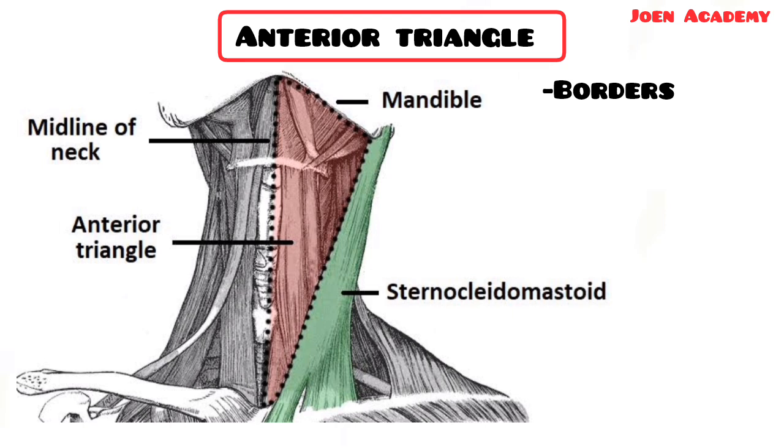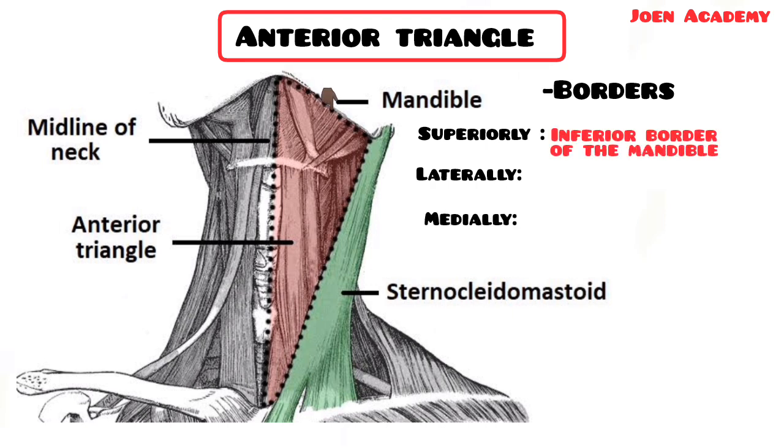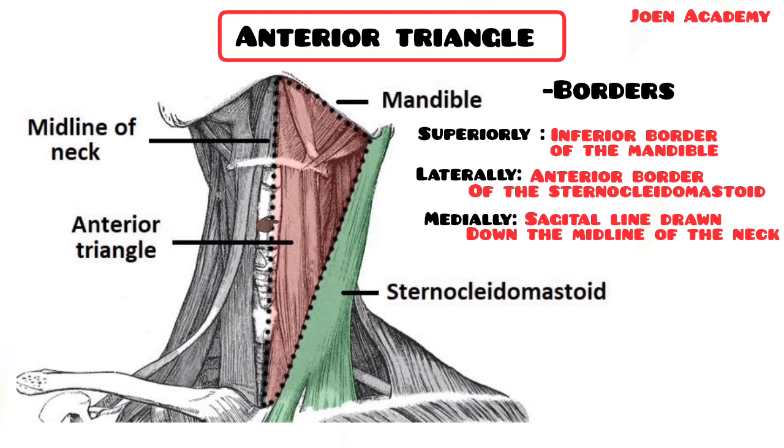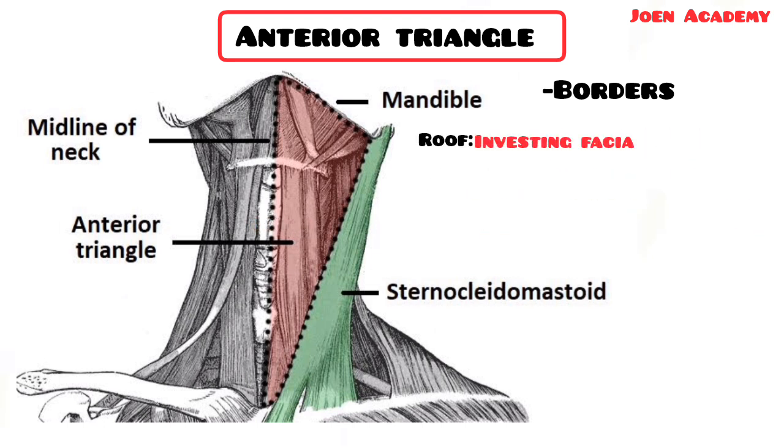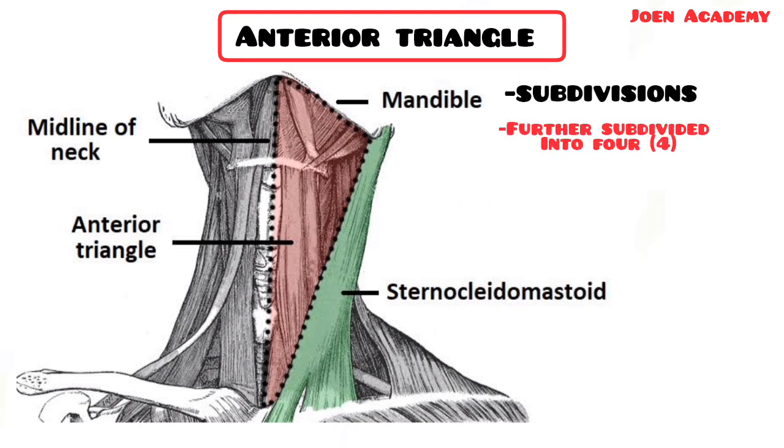It is bounded superiorly, laterally, and medially. Superiorly by the inferior border of the mandible, known as the jawbone. Laterally by the anterior border of the sternocleidomastoid muscle. Medially by the sagittal line drawn down the midline of the neck. Investing fascia covers the roof of the triangle, while the visceral fascia covers the floor. It can be subdivided further into 4 triangles, which we'll look at in detail.